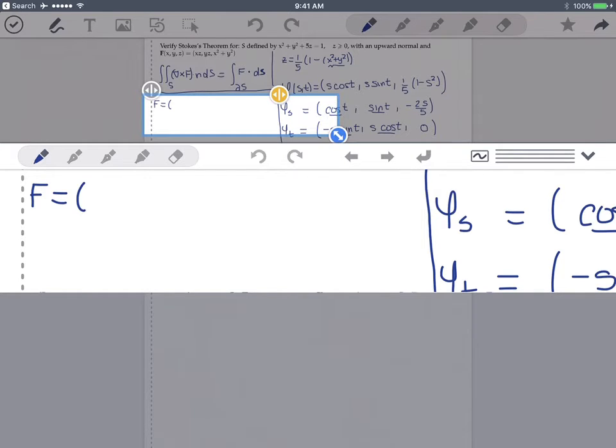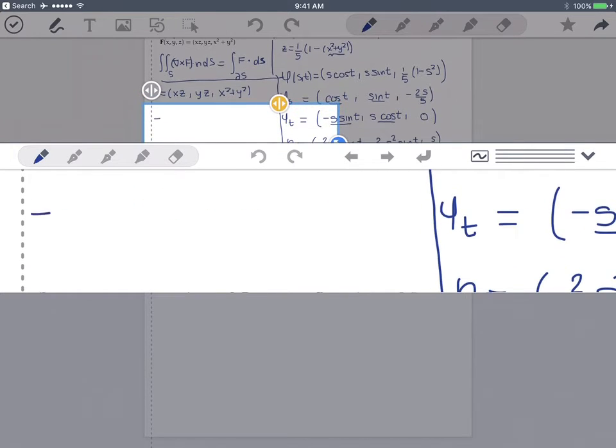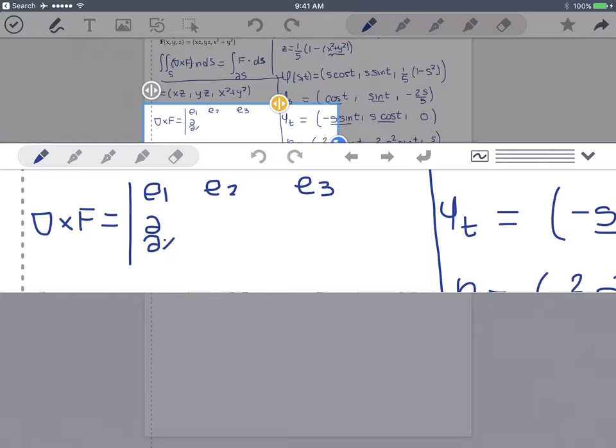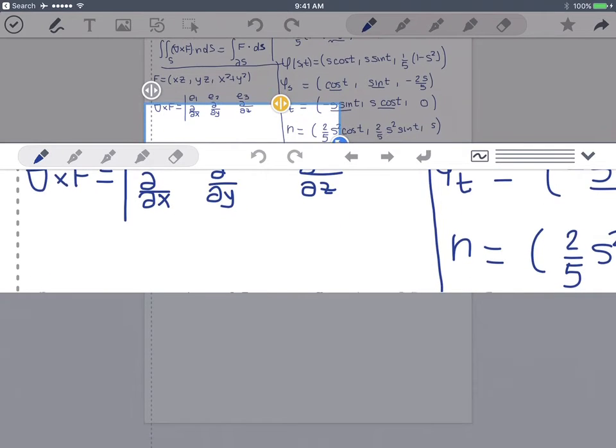was xz, comma, yz, comma, x squared plus y squared. So I'm going to find the curl of this vector field, which is a little bit of a pain to write all this notation. e1, e2, e3. I find a partial x. I have to write my nabla. Partial y, partial z.